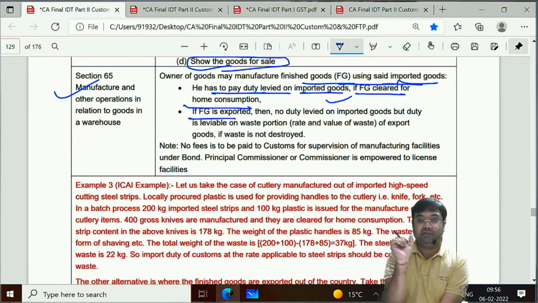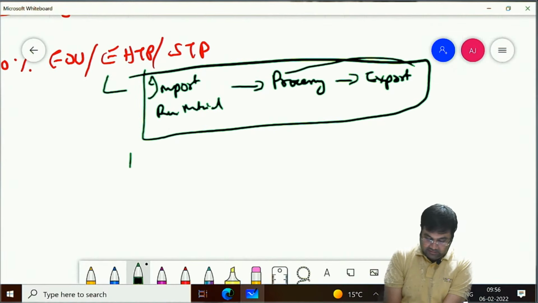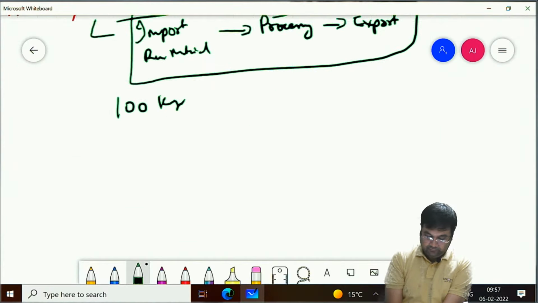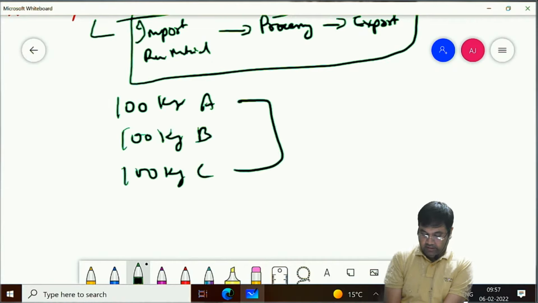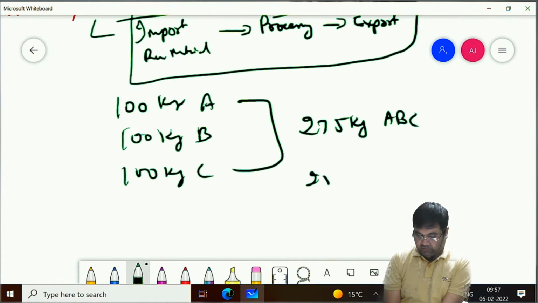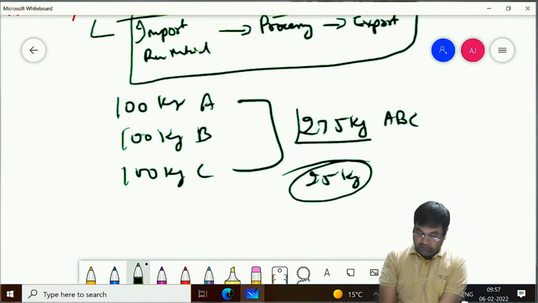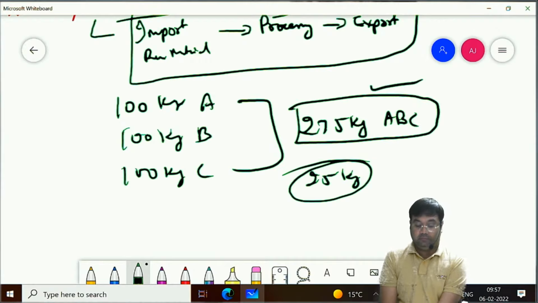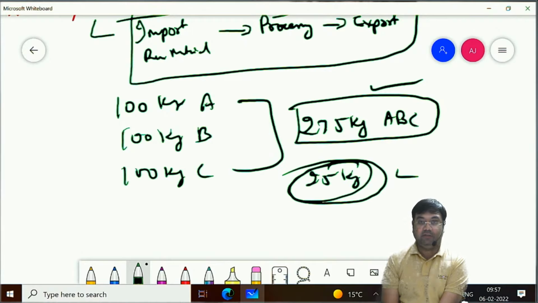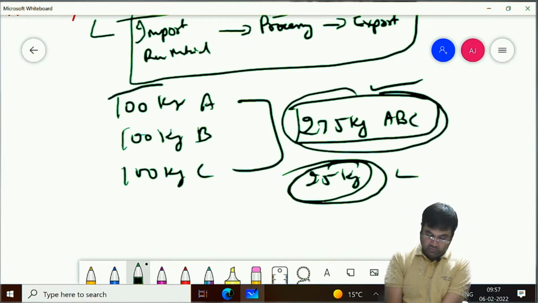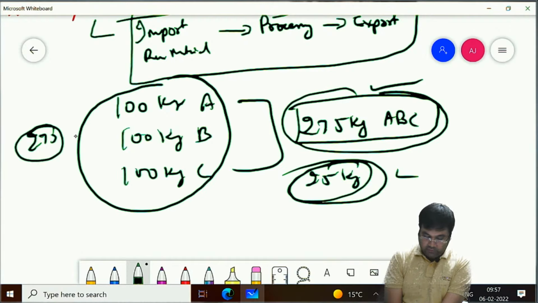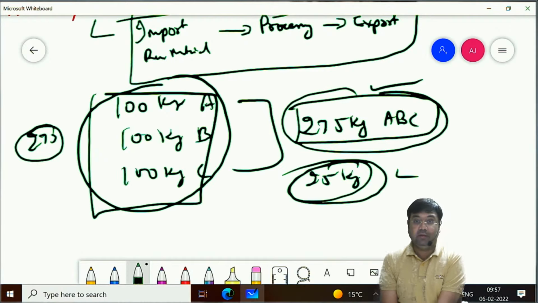But let's say waste is there. So he imported 100 kg A item, 100 kg B item, 100 kg C item, and he manufactured 275 kg of ABC. So there is a waste of 25 kg. So 275 kg he is exporting, no need to pay duty. But what is going to happen to this waste of 25 kg? So up to 275 kg of imported goods only, out of this 300 kg, is going to be exempted. What is going to happen to 25 kg?